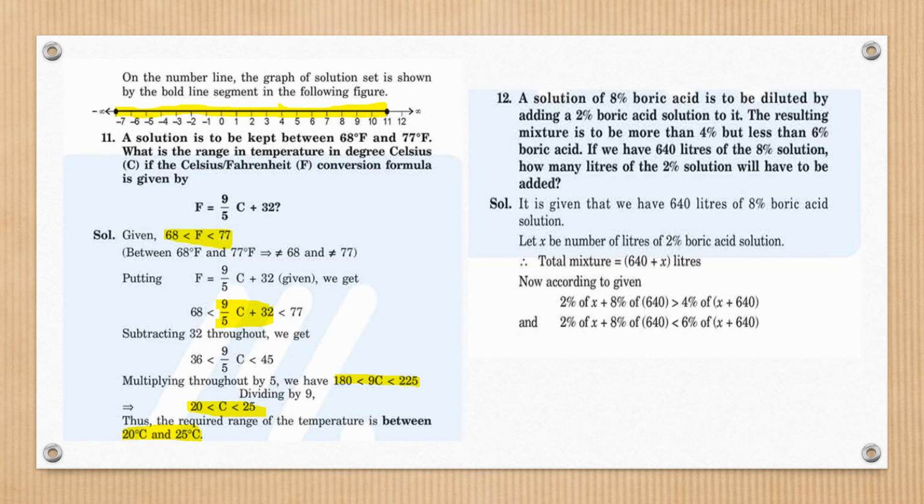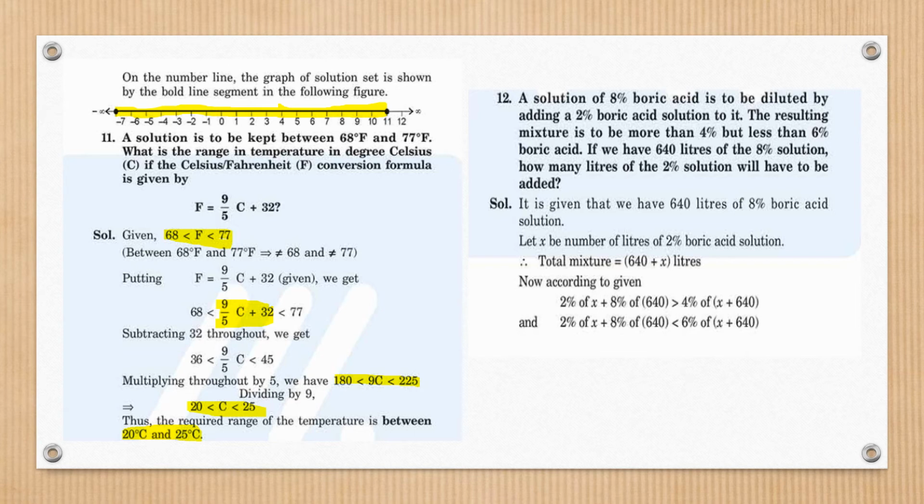Number 12. A solution of 8% boric acid is to be diluted by adding a 2% boric acid solution to it. The resulting mixture is to be more than 4% but less than 6% boric acid. If we have 640 liters of 8% solution, how many liters of 2% solution will have to be added?